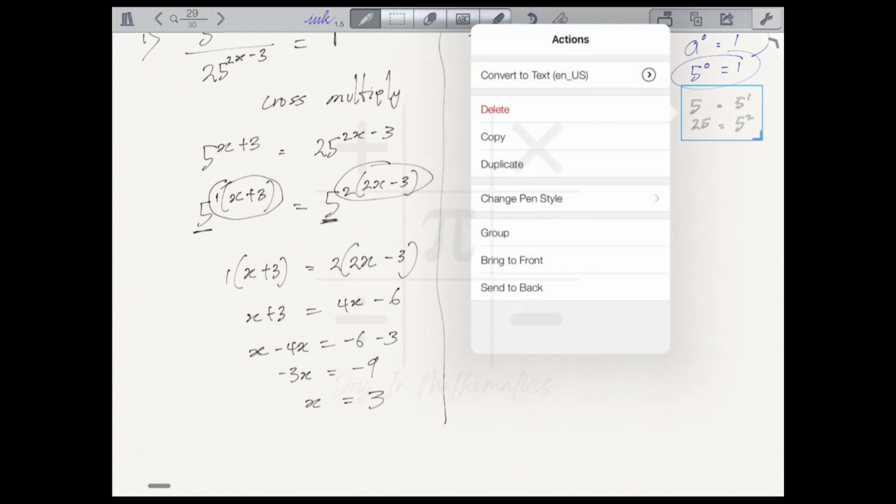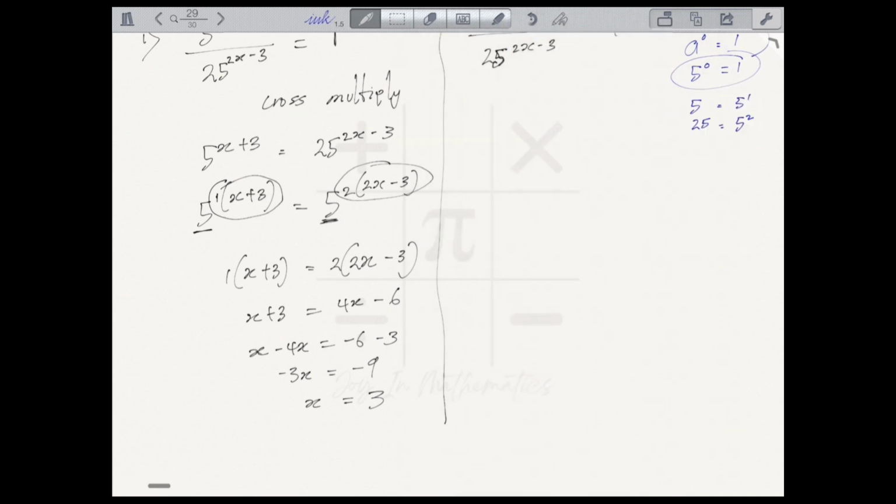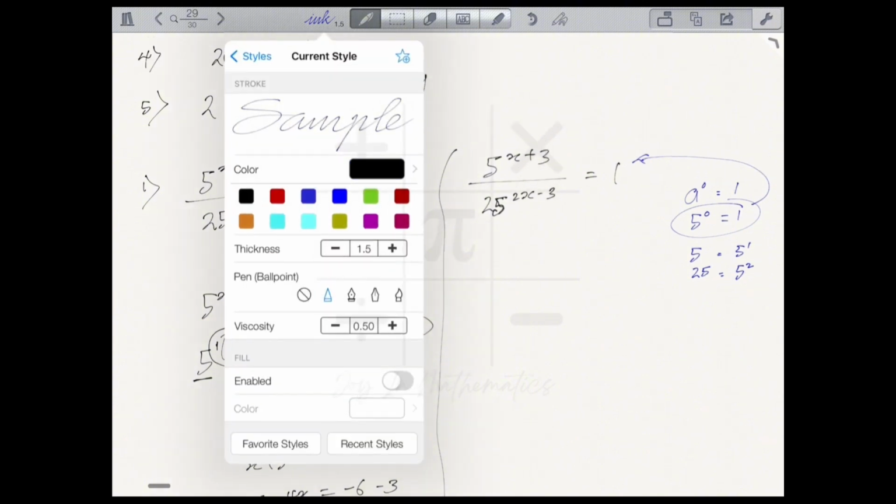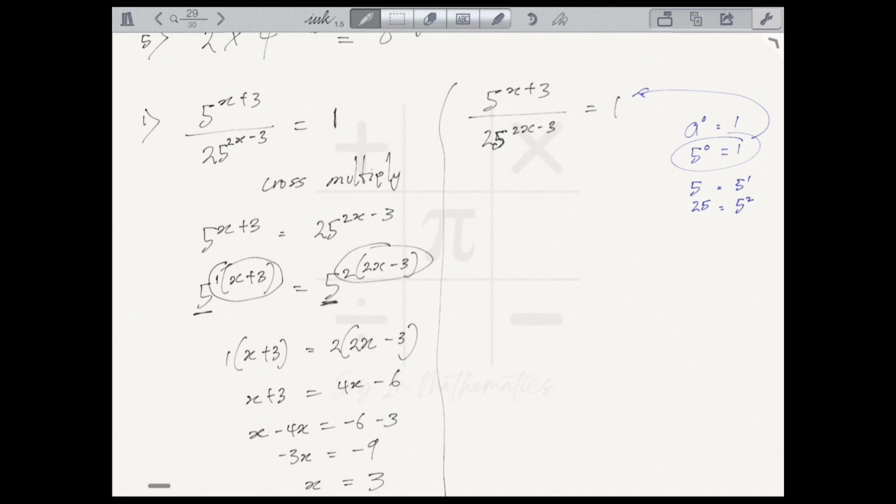So let's change the text style to blue. Now with that done, I can change everything, and this one will become 5 raised to the power x plus 3 as usual, and this one becomes 5 raised to the power 2 into 2x minus 3, and the 1 will become 5 raised to the power 0. Now we can see that this looks like the subtraction law, where we will subtract the powers. Therefore we will have 5 raised to the power x plus 3 minus 2 into 2x minus 3 is equal to 5 raised to the power 0.